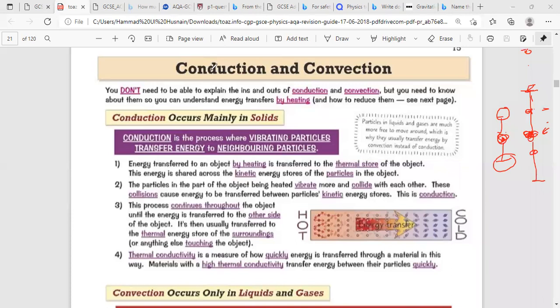So you got my point? Yeah. So let us see what your note says about it.